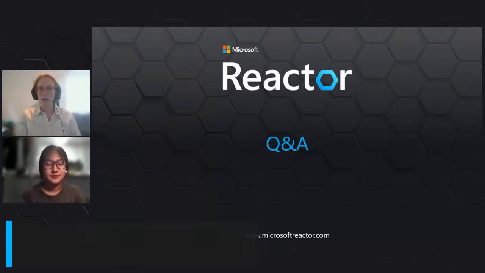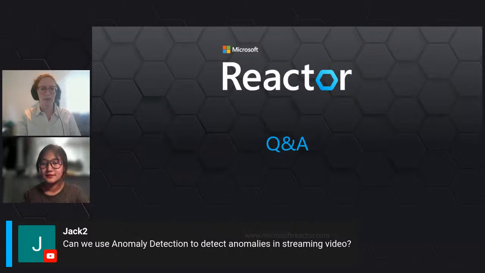And then the next question is from Jack, and he asked, can we use anomaly detection to detect anomalies in streaming video? Oh, that's really a good question. Currently, our feature is targeting time series data, and it's basically on numerical data. So if you want to detect something like streaming video or audio, it is currently not supported with the anomaly detection.